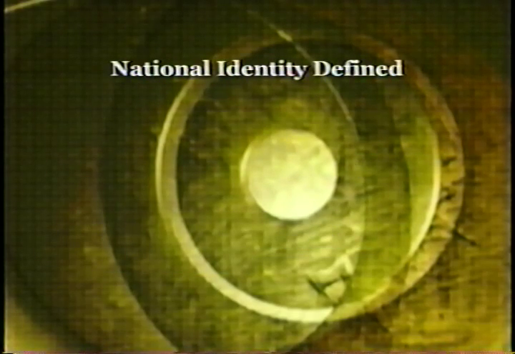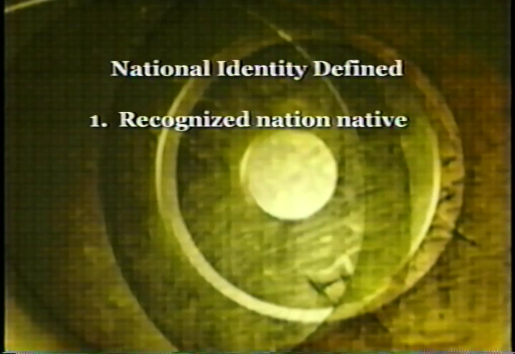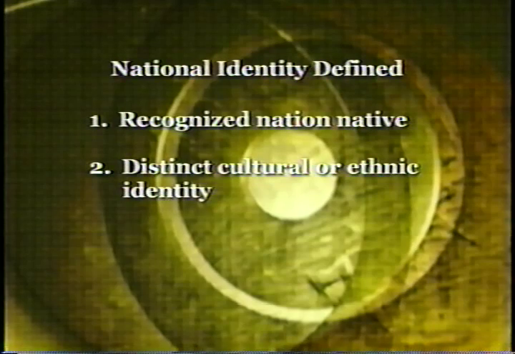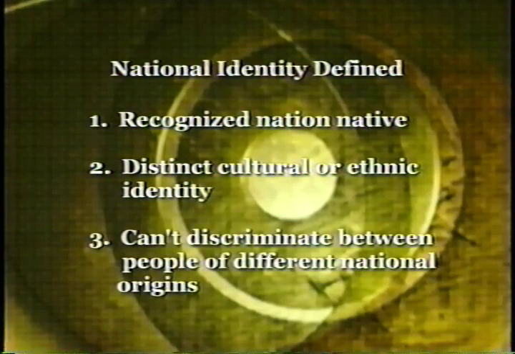But how is national origin defined? Obviously, someone from a recognized nation qualifies, but so does someone with a distinct cultural or ethnic identity, even if there is no country, like Cajuns or Gypsies. And discrimination among people of different national origins, such as preferring a Cuban to a Salvadoran, is also prohibited under Title VII.